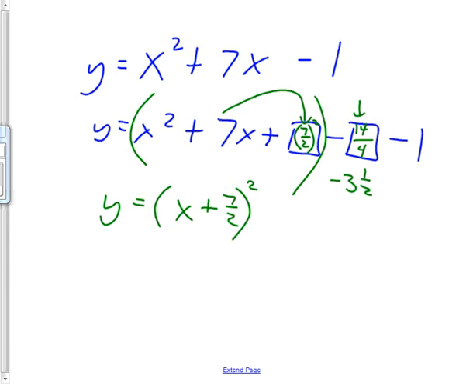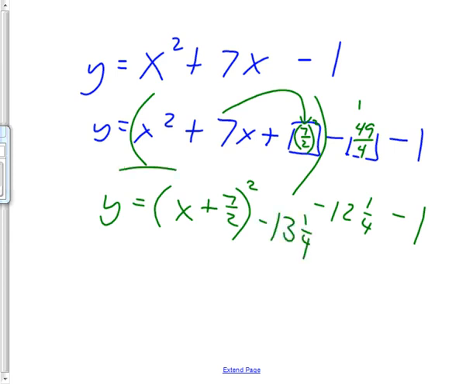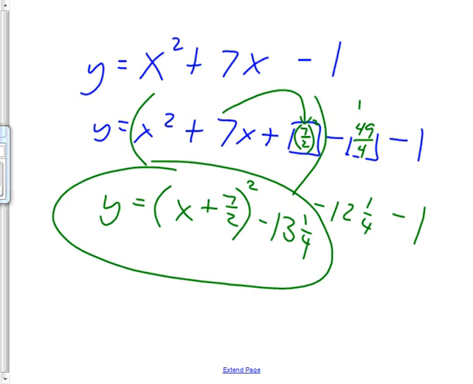Oh, it's not 14, it's 49. Sorry. Okay, then 49/4. Ooh, that's kind of ugly. 11 would be 44. 12 would be 48. Negative 12 1/4 minus 1. And that makes negative 13 1/4. There we go. See how they can get ugly? And they can get even uglier. But for today, that's as ugly as we're going to get.